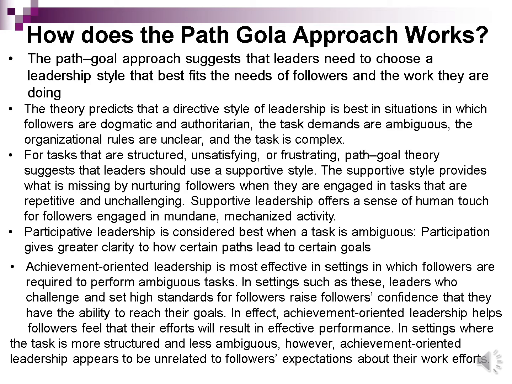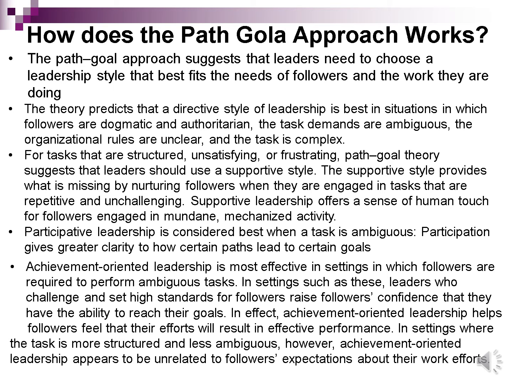Now, coming to the fact of how this path goal approach works. We discussed that under different circumstances of the task nature and the follower attributes, the leader may decide about the leadership style. The theory predicts that a directive style for leadership is best in situations in which the followers are dogmatic and authoritarian, the task demands are ambiguous, and the organizational rules are unclear.